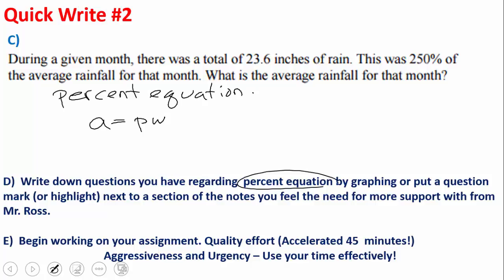Of course, please write down any questions that you have regarding the percent equation. Come to class tomorrow with questions. Begin working on your assignment when you're done with your quick write. I'd take a quick break after my quick write, get a tasty candy treat, a small drink of hot chocolate or something, and then get busy finishing off those 45 minutes using aggressiveness and urgency. With these videos being only 7 to 10 minutes long, you're able to get a lot done, especially using a calculator and writing down all the stuff. You're able to come to class with some questions.